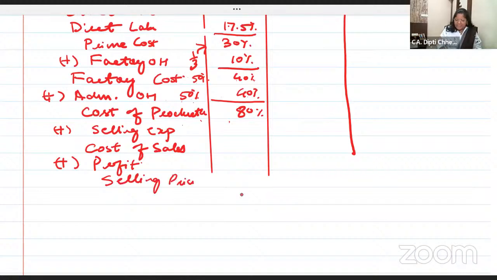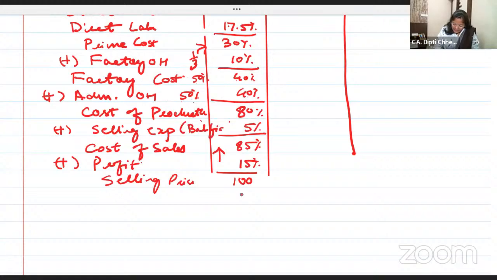Ma'am, can we write sales? Yes beta, you can write sales when the number of units is given. This time the only thing given is per unit. So sales ka 15%. Sales is 100. Because why are you taking 100? Because there is a percentage on it. So what will be the cost of the sales? 85%. You can put an arrow mark like this in the exam. That means 5% is selling expenses, balancing figure.